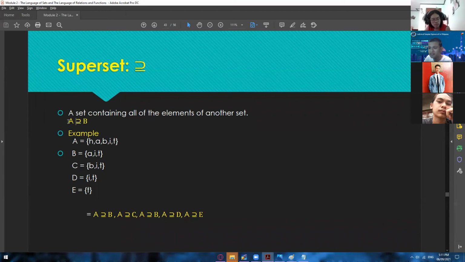Okay, meaning this is now the mother set, or the one that contains all of the elements of set B. So we have this example: A is equal to habit, B is AIP, and so on and so forth. So these are the answers. A is the superset of B because all of the elements of B can be found on superset A. A is the superset of C because all of the elements of C can be found on superset A.